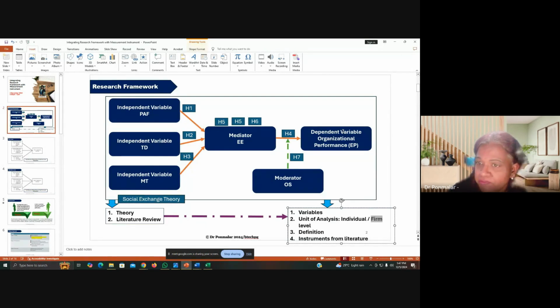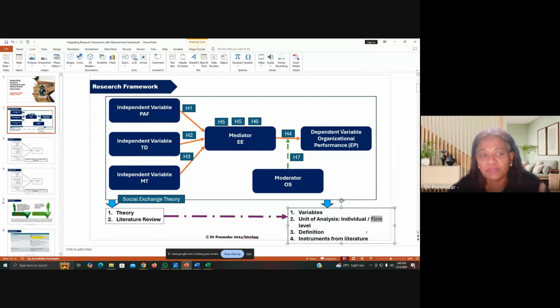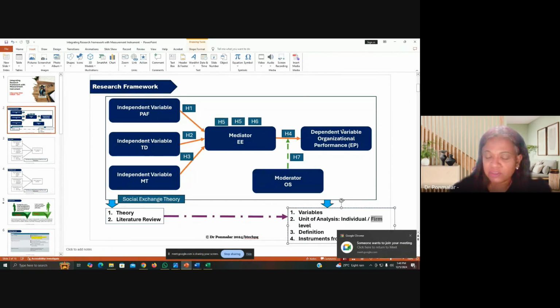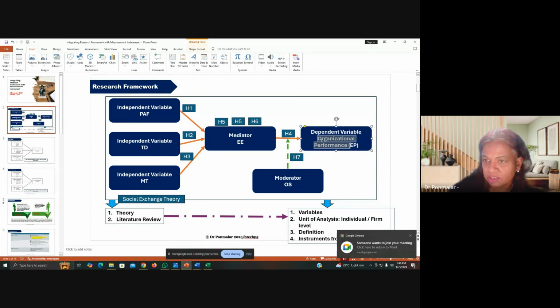So can I have mixed variables in my framework? That means some variables where the unit of analysis is individual and some are firm level. Can I have a mix? No. So this is what I'm telling you all: start looking into your framework, because many of you are making this mistake. We are not aware of this until we come to chapter 3. Some theories are actually based on firm level.